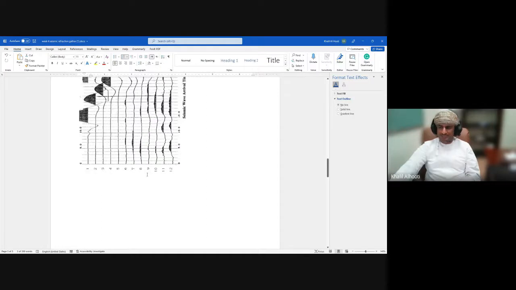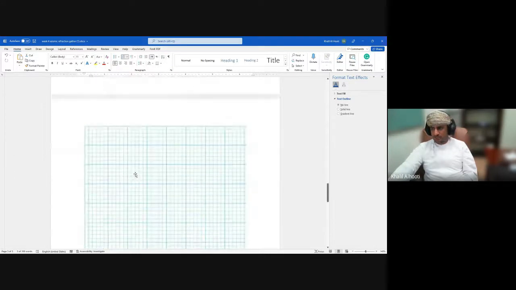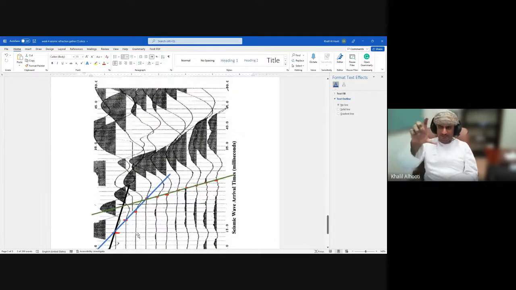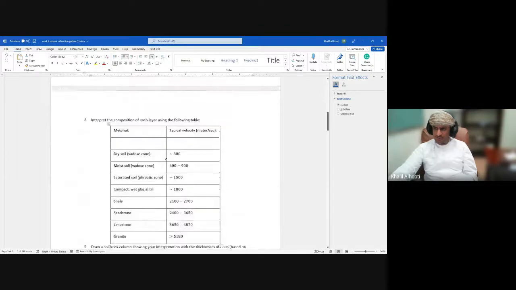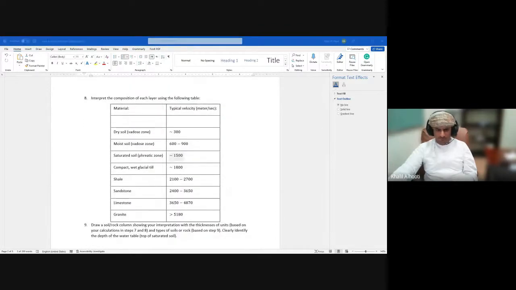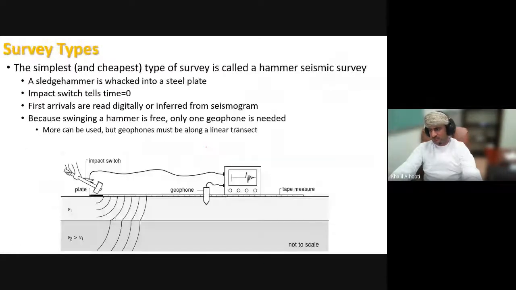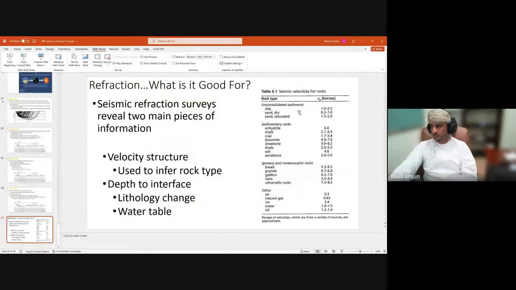So these are just the geophones. This is also distance if we know the spacing between geophones, which is 3 meters based on the information you are provided with. So, finally, what do you think the geology is? Make a geologic column based on the information you are given in this table. This is part of it, but if you go to the slides, the last slide gives you many more rock types compared with the velocity range we expect in these rocks.